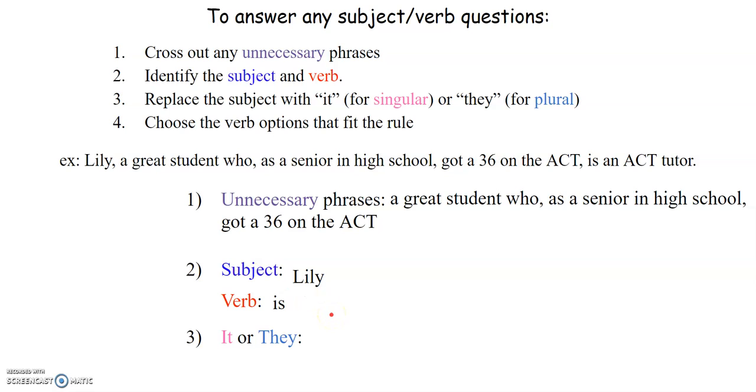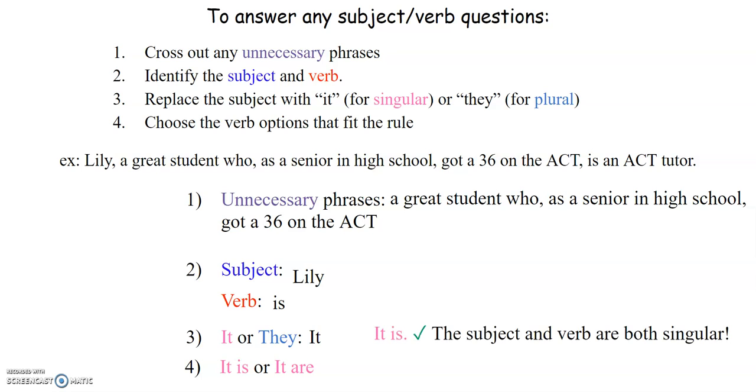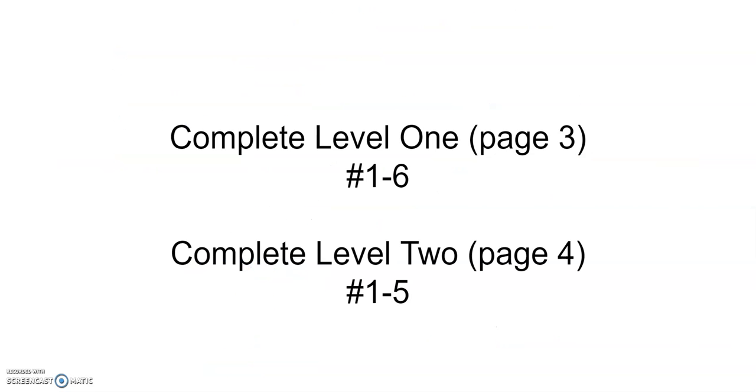Then, to simplify everything even further, change your subject to either it or they, depending on if it's singular or plural, because it's super easy to distinguish between it or they. Lily is singular, so we're going to replace it with an it. Our sentence now, we're going to ask, does our verb match? Is it is, or is it are? Because right now it is, our subject works, and the sentence is great.